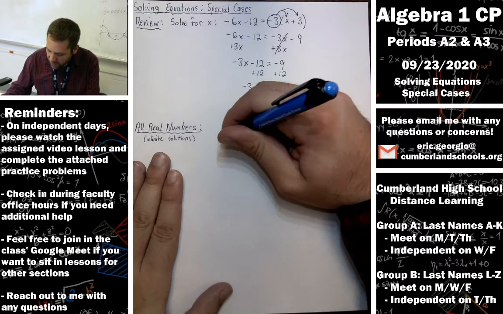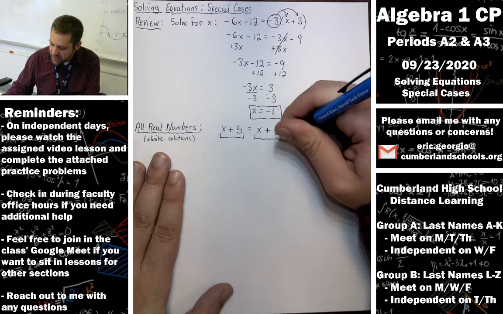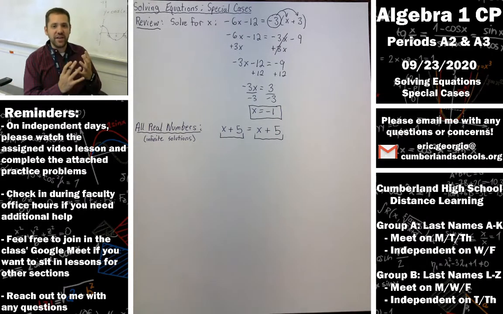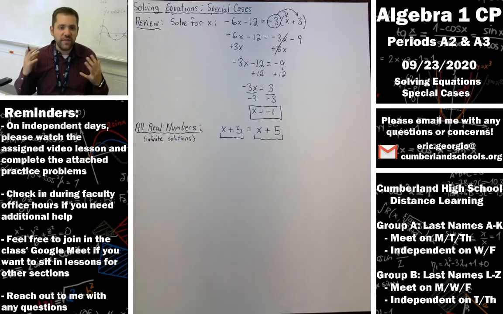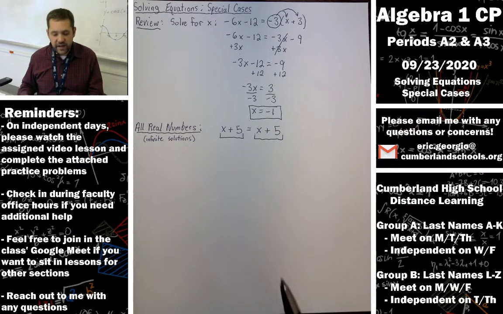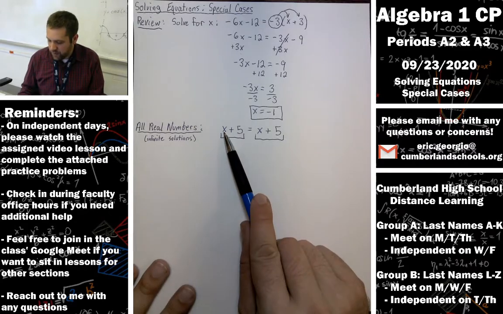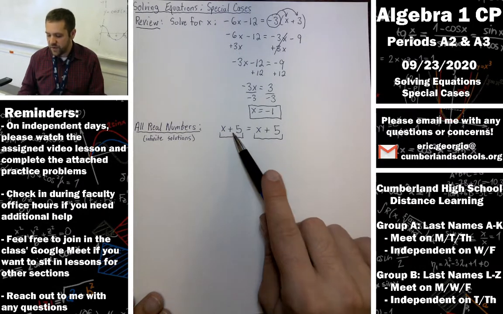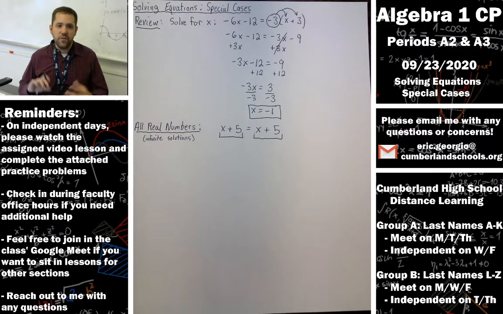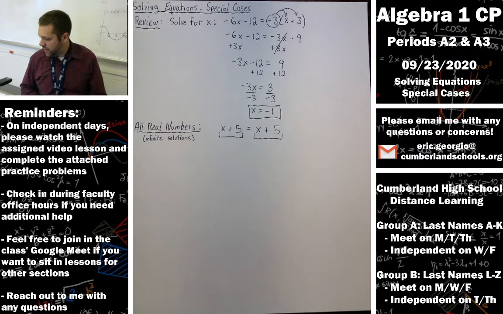So what we want to look out for is when the left side of the equation exactly matches the right side, then we're in a case where no matter what value for x is chosen, it's going to work. If I pick 3, 3 plus 5 is 8, 3 plus 5 is 8, it works. If I pick 0, 0 plus 5 is 5, 0 plus 5 is 5. If you pick any fraction or decimal, it's going to work out, right?